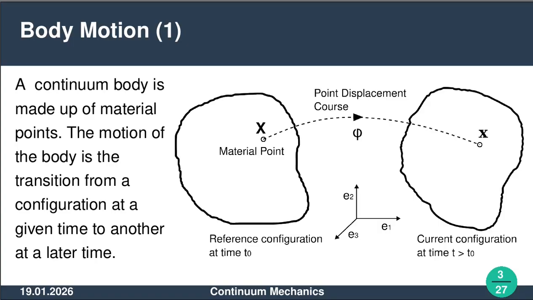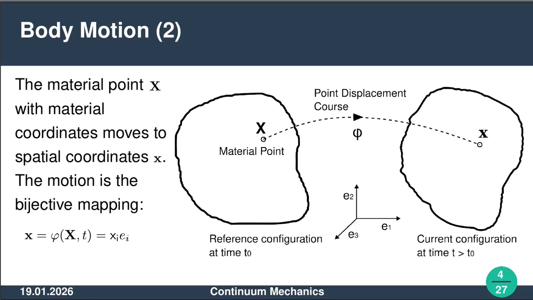A configuration is a geometrical and spatial state of the body, and the configuration is called reference because it is the start of a motion, and we evaluate the end of a motion with respect to it. We will use uppercase letters for the reference configuration and lowercase for the spatial configuration.